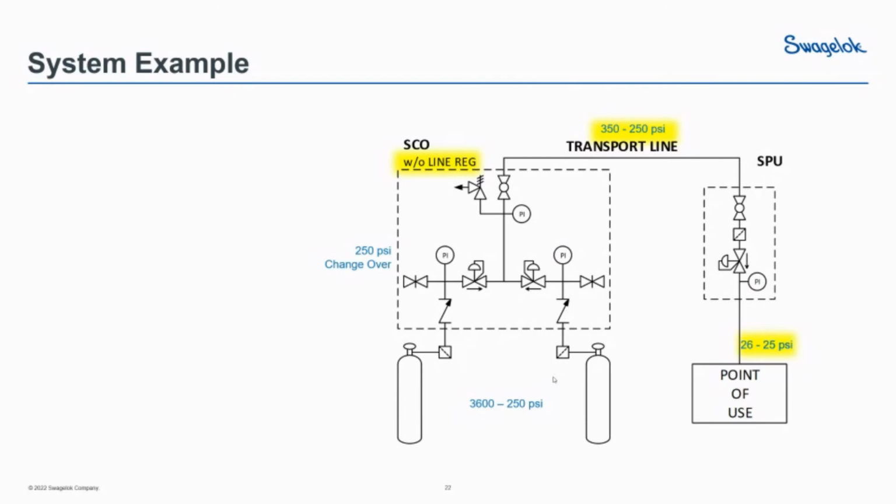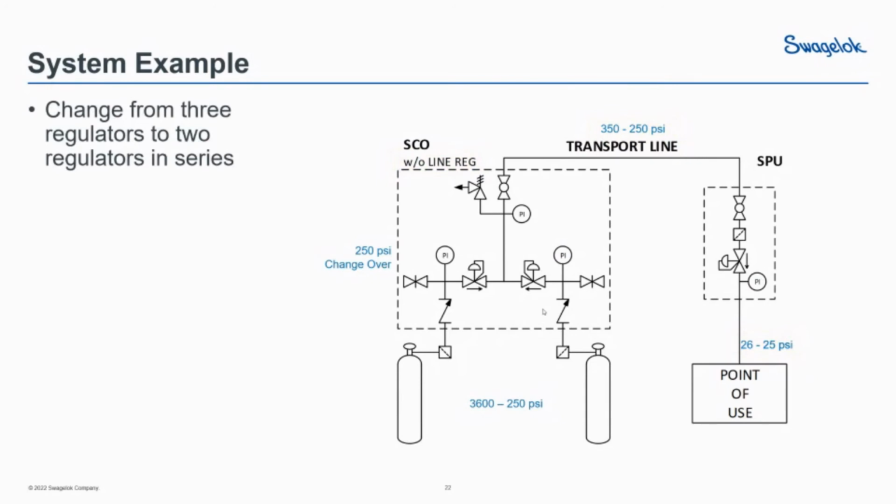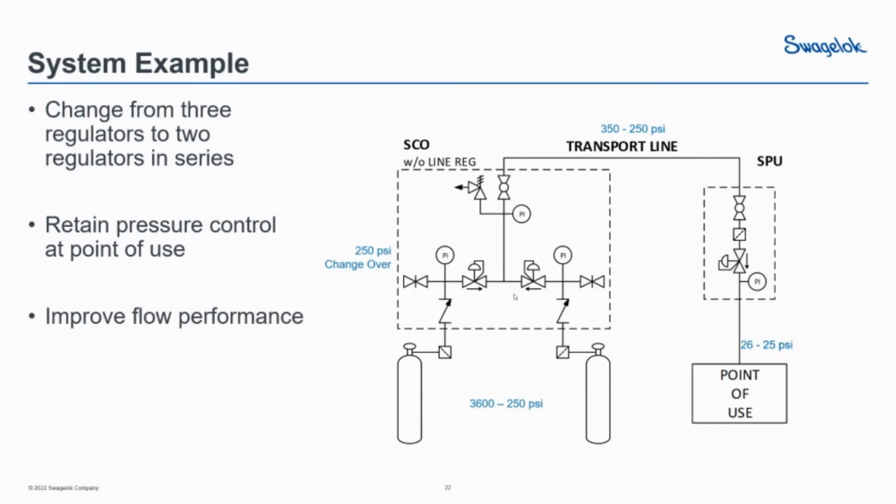But because that transport line is feeding a separate SPU regulation panel, we have our second stage of regulation there. The outlet pressure at the point of use is only going to vary between 25 and 26 psi. So we still have very good control of the pressure at our point of use, but with increased flow capacity. So once again, to recap, we've taken the system, we've changed from 3 regulators to 2 in series. We've retained good pressure control at the point of use, and we've improved our flow performance. Not to mention, we've decreased the cost slightly by removing one of the regulators.